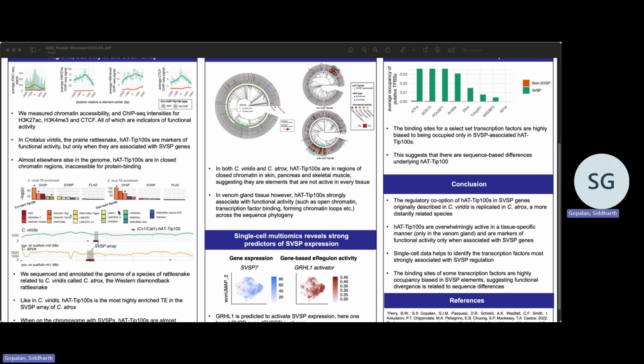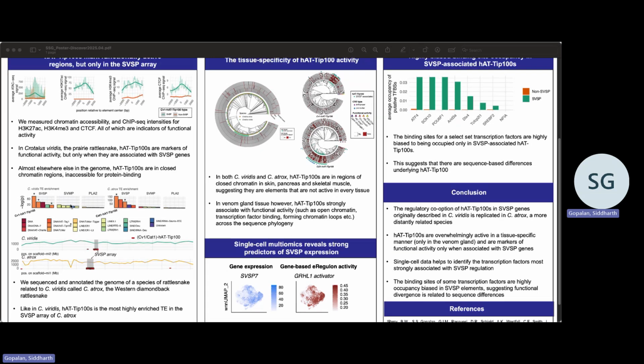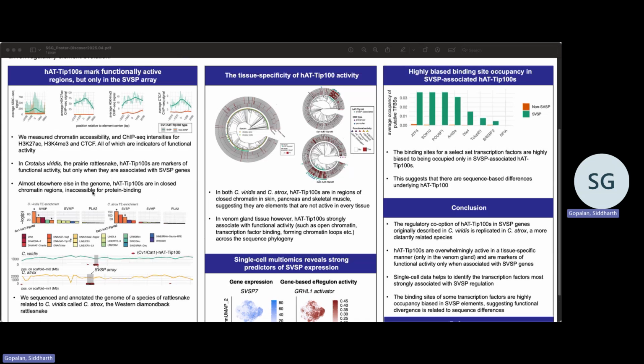The next thing we were interested in was to understand the tissue specificity of these functional patterns. And we sequenced chromatin accessibility from skin, skeletal muscle, and pancreas. And we find that this type of functionality is only seen in the venom tissues. And again, this is a pattern that we see replicated in both species.